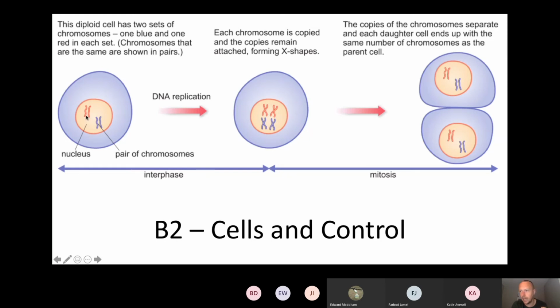So here you can see on the left, there's 2 copies of the red chromosome, 2 copies of the blue chromosome. But here it makes these kind of double copies. And then what happens after mitosis is it splits and it makes exactly what you had at the start. So mitosis makes 2 copies of diploid cells, makes identical cells.